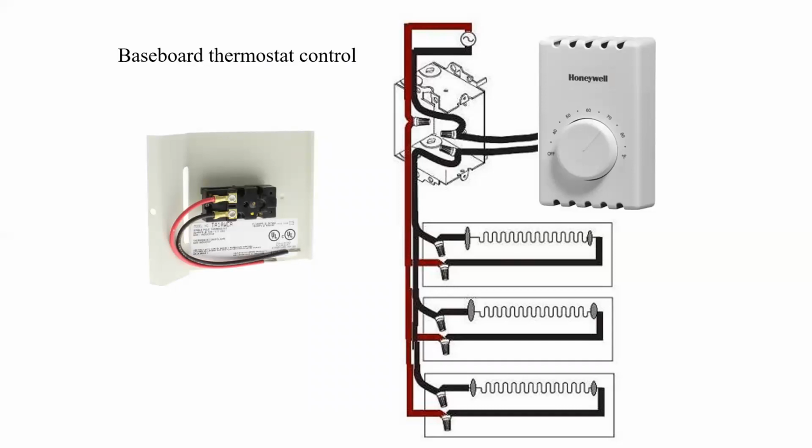Baseboard heaters are typically controlled by a thermostat, and the thermostat shown here is of the 2-pole variety. We also have thermostats that can be integral or built into the actual baseboard itself, and that's what is shown here.